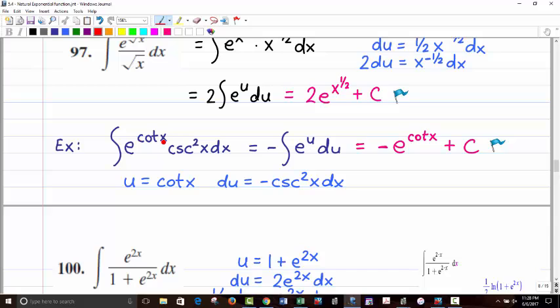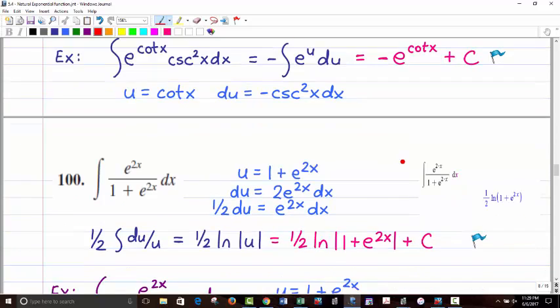The derivative of cotangent x is negative cosecant squared, so we just have to adjust for a negative, which I did right there. I didn't bother to write a whole other line where I just moved the negative over here, but I think you'd have figured that out. So basically it's just negative e to the u du, so it's negative e to the cotangent of x plus c.